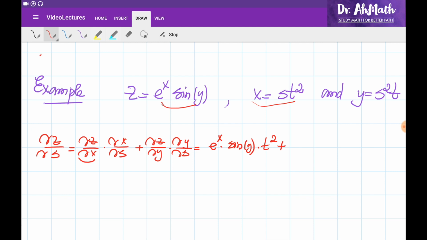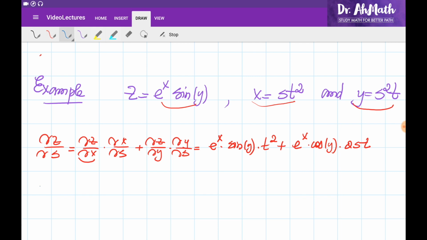Plus, I need to take the derivative of this function with respect to y. That is why I will look at e to the power of x as a constant. And this is going to be a constant multiplied by the derivative of this function, which is cosine of y, multiplied by the derivative of y with respect to s. It's going to be ts, right? Multiplied by the constant t.